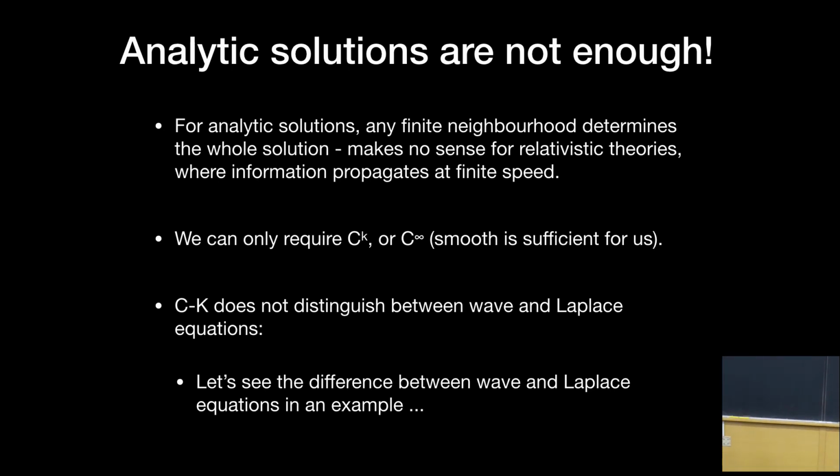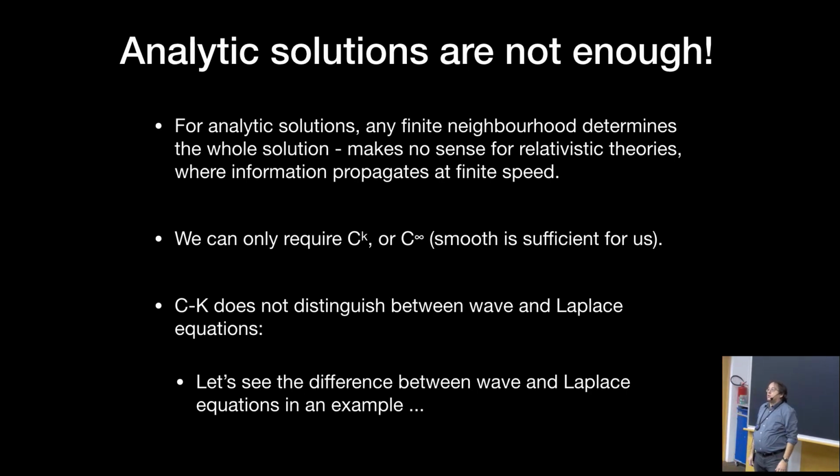But then also, analytic solutions are far from enough. Why? For analytic solutions, as you know, any finite neighborhood of knowing the data, where you can compute all the derivatives at one point, they determine the whole solution, at least within the convergence radius. So from one point and all the derivatives, you know the solution in a whole region of space-time. But for relativistic theories, this makes absolutely no sense, because information propagates at a finite speed. And so from information just at one point, you can't know everything which goes on in a whole region of space-time. All right? So analytic is nice, but it's clearly not what you need for these theories.